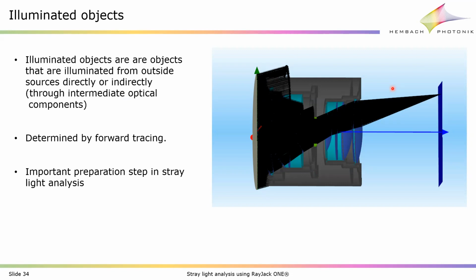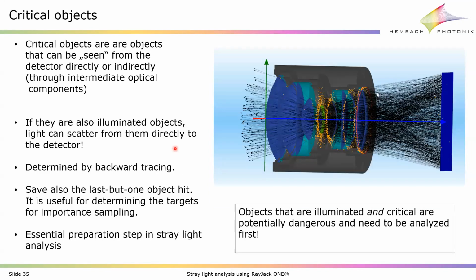Now, the strategy in stray light analysis is first that you try to find out which objects receive light. So they have to be considered carefully. These are the so-called illuminated objects, and they are determined by forward ray tracing, so from the light source into the system. And more important actually are the so-called critical objects. These are objects that can be seen from the detector directly or indirectly through intermediate optical components.